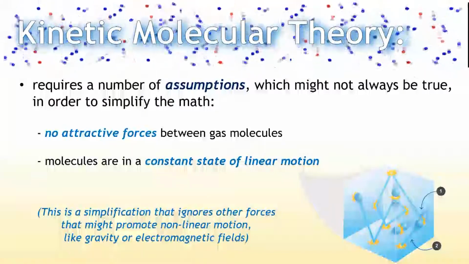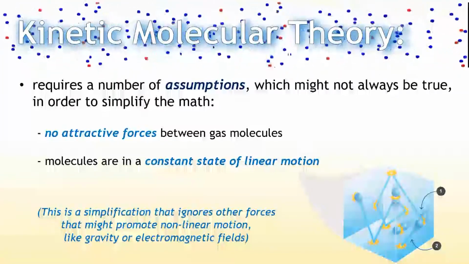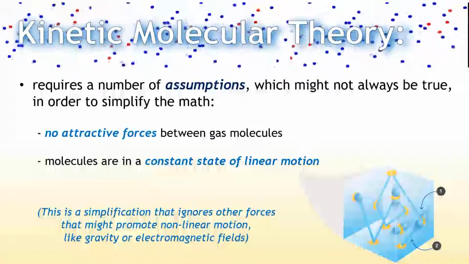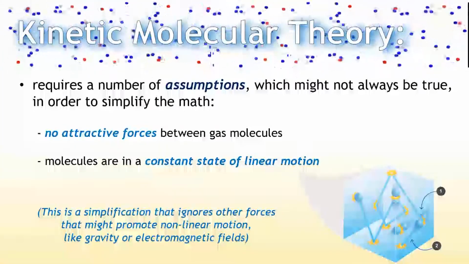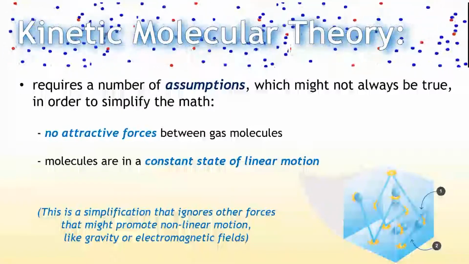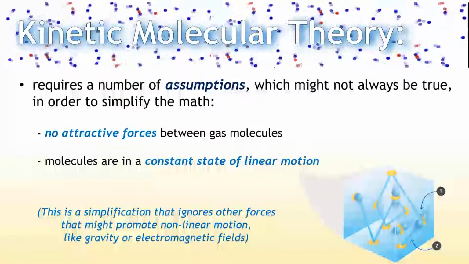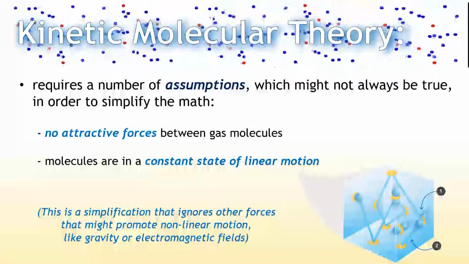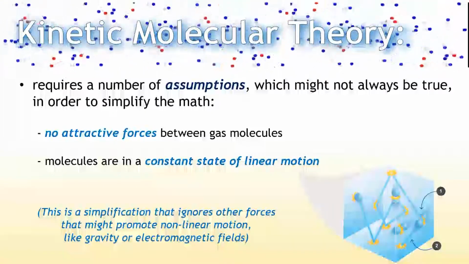This assumption of straight line motion simplifies the math. But it is a simplification that ignores other forces that might promote nonlinear motion, circular or elliptical curving motion, things like gravity or electromagnetic fields. But most of the time, those objects' influence is not very great. And so this is a reasonable assumption to make, especially for relatively large samples of a gas.